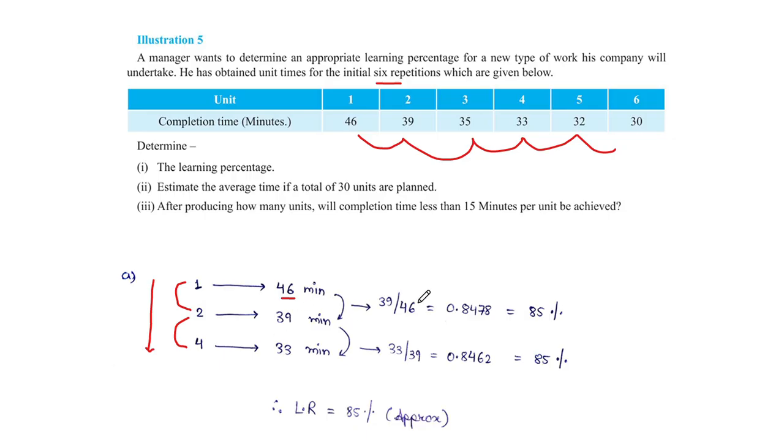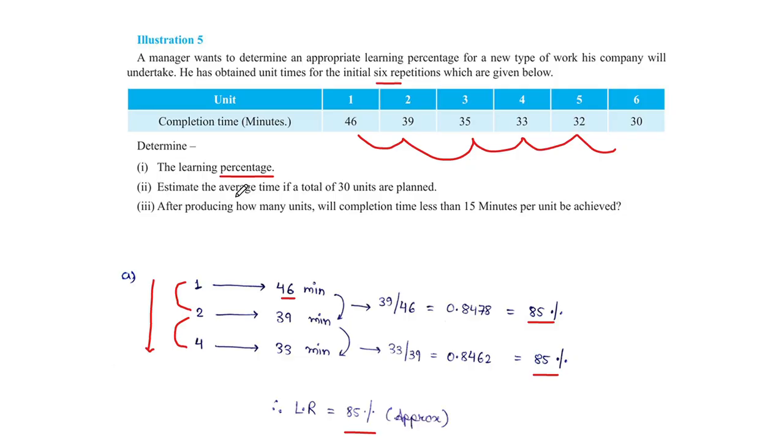Now we will find the learning percentage ratio. So we will divide the current number by the previous number. In this manner we will find the learning curve ratio. So 39 divided by 46 is approximately 0.8478, which is nearby 85%. In the second case, 33 divided by 39 is 0.8462. It is also approximately 85%. So the overall learning curve percentage is 85%.